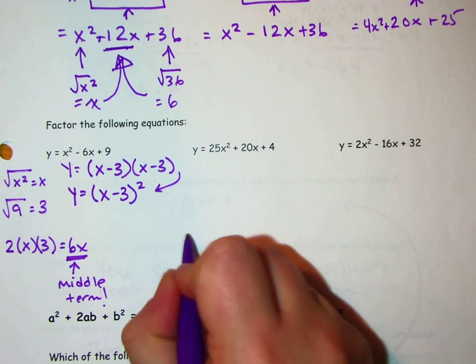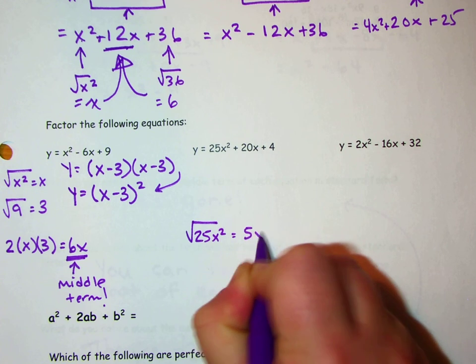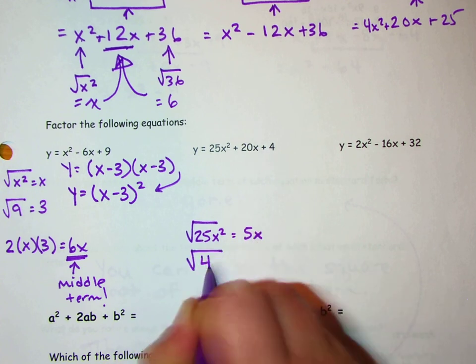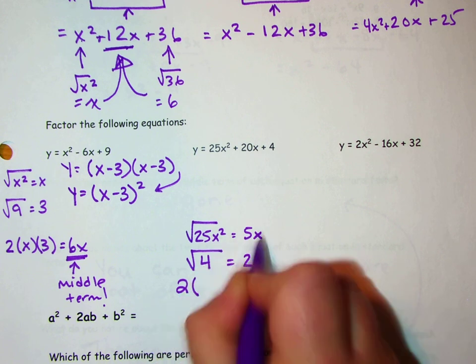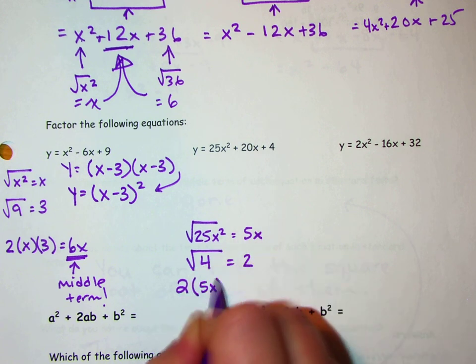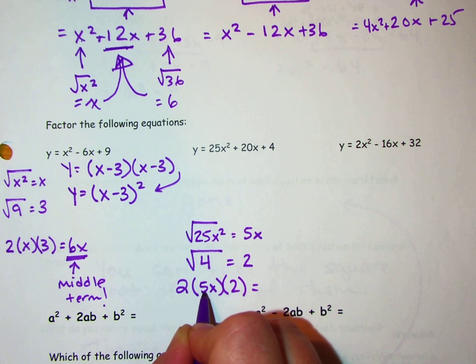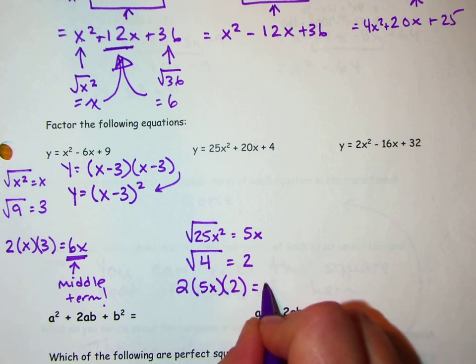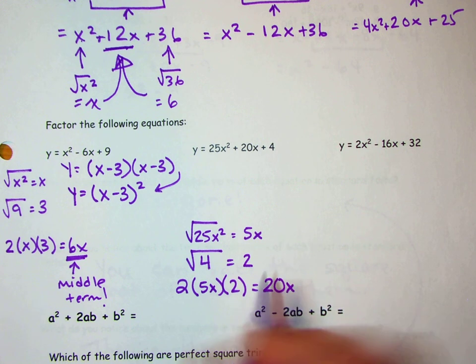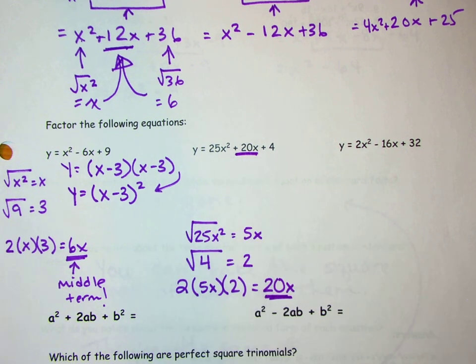So let's take the square root of 25x squared and the square root of 4. And I'm going to say 2 times this root times this. So 2 times 5 is 10 times 2, that's 20. And then we have the 1x in there, so 20x. And because that's the middle term, I can quickly write this out as a perfect square trinomial.